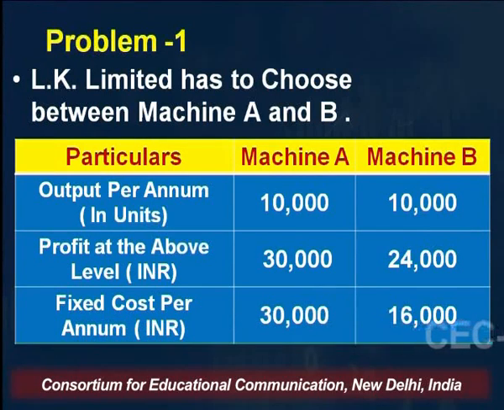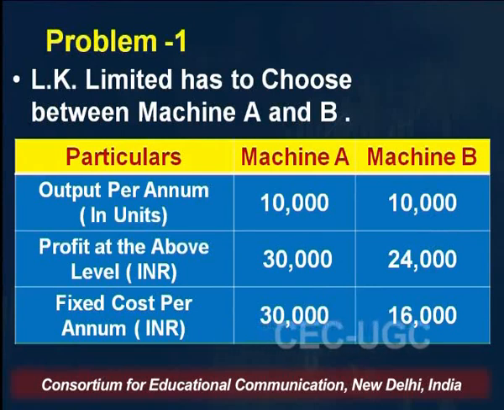Output is supposed to remain the same because we can only apply it for a given level of production. Profit at the above level of production is given to be 30,000 and 24,000. This profit is given, and fixed cost per annum is given to be 30,000 and 16,000.